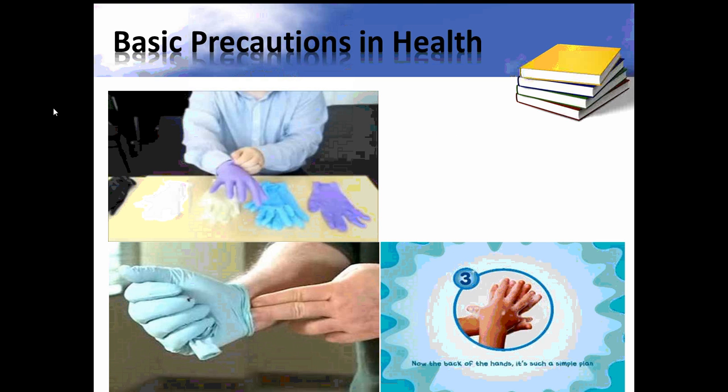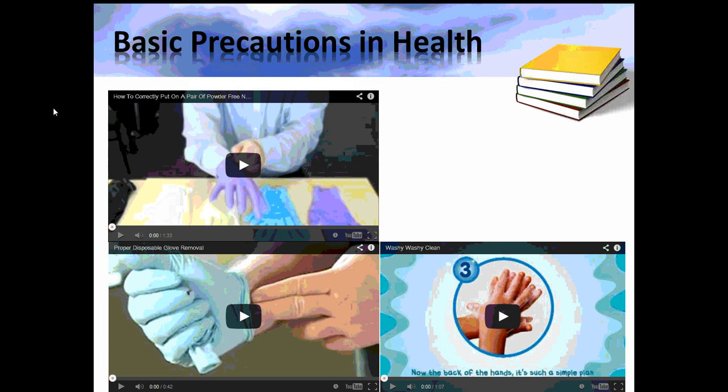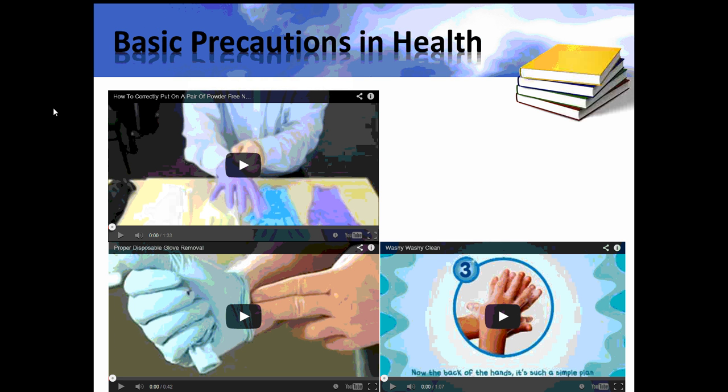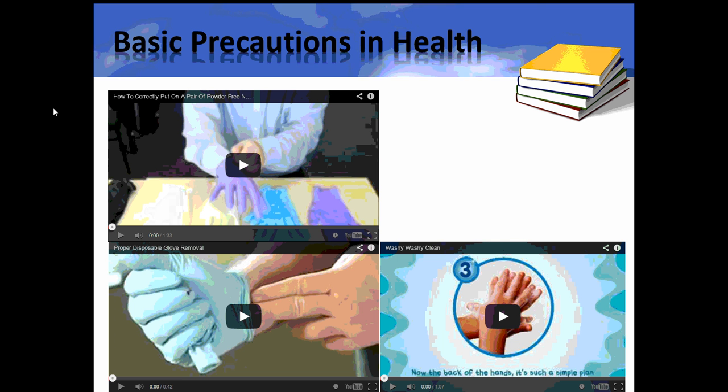In this section, we're going to have a look a little bit more closely at basic precautions in health and the use of different types of PPE examples. Hand washing and glove use is one of the most common basic precautions that you will have within the health system, and we're just going to cover that briefly here.